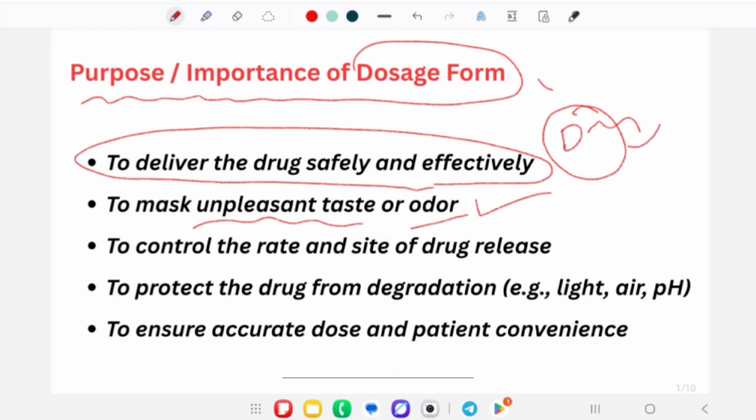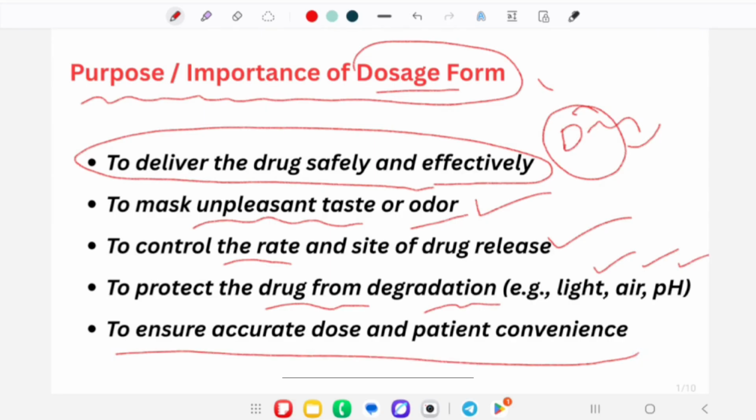Then to control the rate and site of drug release, we require a dosage form. And to protect the drug from degradation like light, air and pH, we require a dosage form. And to ensure correct dose and patient convenience, we require a dosage form.